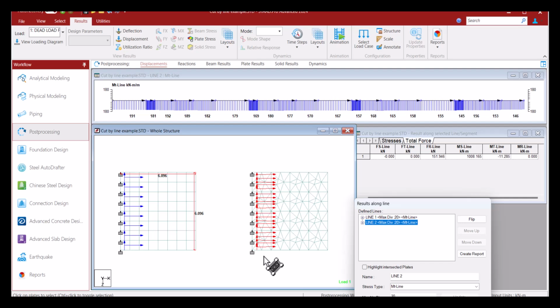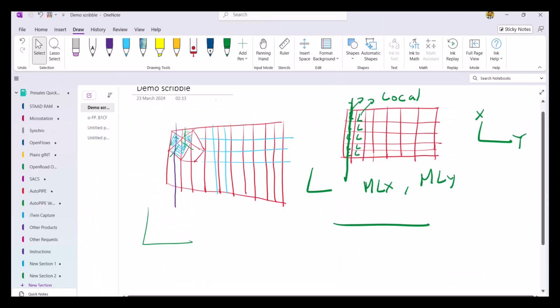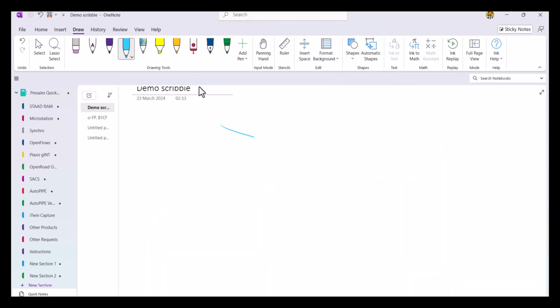Now, one thing is you can take the local axis moments, convert them manually to the required direction, and add them together to find the total moment along the line of your interest. That is one way, but that's a tedious process. You have to do all those manual operations. But here you can get the total moment along the line of your interest. Now, if it has a trapezoidal shape like this, say for example, this one, let me make it a little bit more irregular, like this.